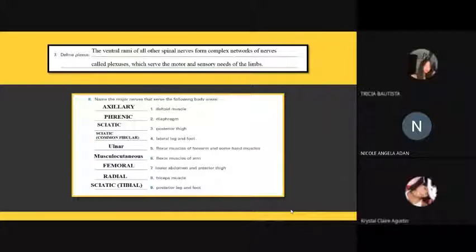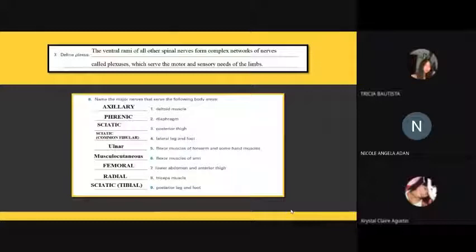For number 8, name the major nerves that serve the following body areas. The major nerve of the deltoid muscle is called the axillary. For number 2, it is phrenic. Number 3, sciatic. Number 4, the lateral leg and foot. The answer is sciatic, common fibular. Number 5, ulnar. Number 6, musculocutaneous. Number 7, femoral. Number 8, radial.